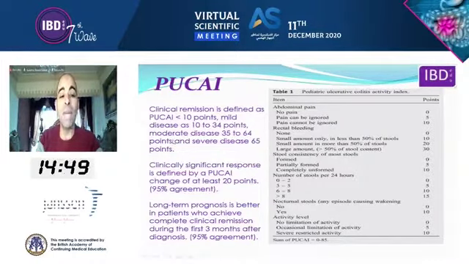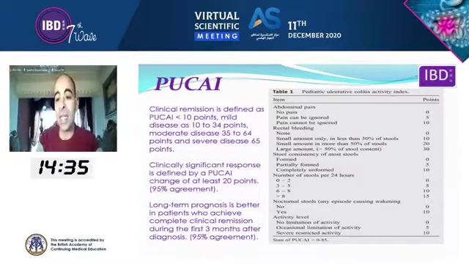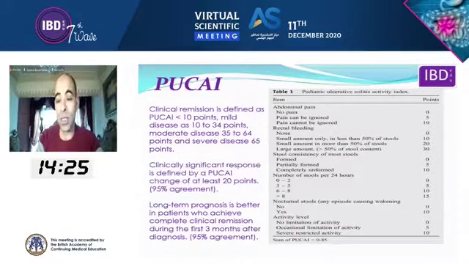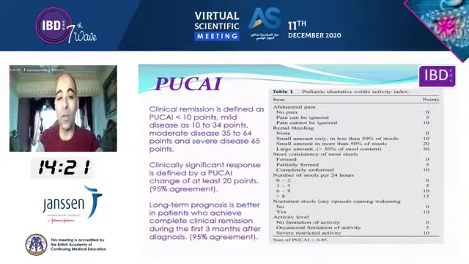And we can classify remission when the activity index is less than 10. From 10 to 34, we have mild, 35 to 64, moderate, and 65 and more, severe activity. Clinically significant response is defined as a pediatric UC activity index change of at least 20 points. Long-term prognosis is better in patients who achieve complete clinical remission during the first 3 months of diagnosis.